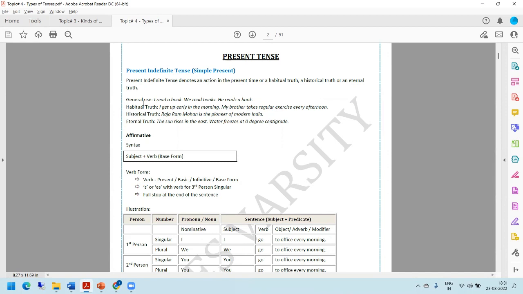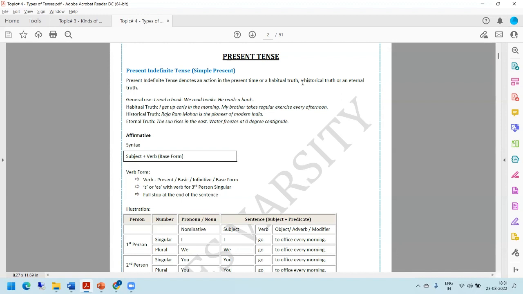Example, general use: I read a book. We read books. He reads a book. Here it denotes an action in the present time or a habitual truth. You can see it is expressing habit, like I read a book, we read books, he reads a book.